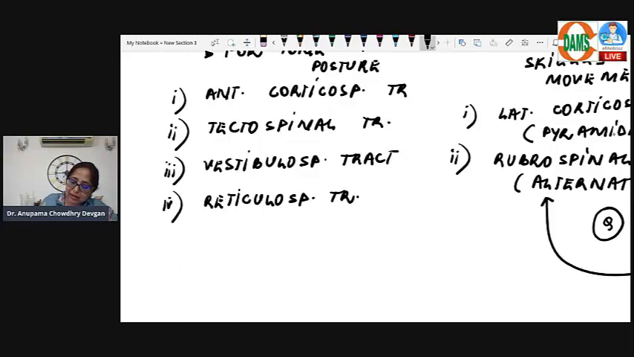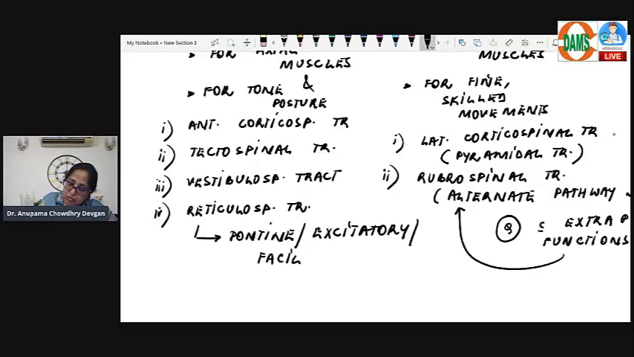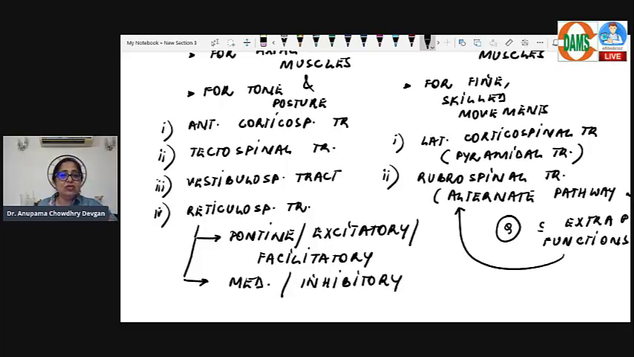Now, what is this reticulospinal tract? The reticulospinal tract is divided into 2 types. There is a pontine or the facilitatory or the excitatory reticulospinal tract, and you also have a medullary or the inhibitory reticulospinal tract.